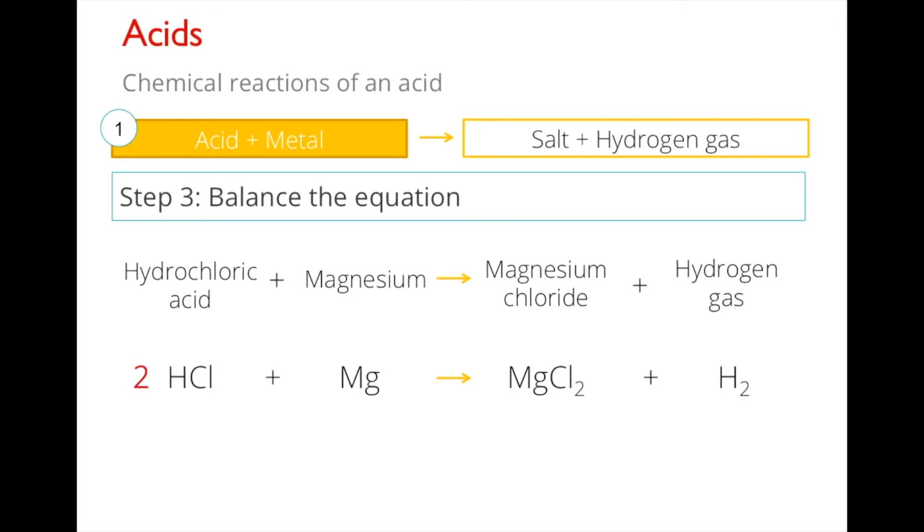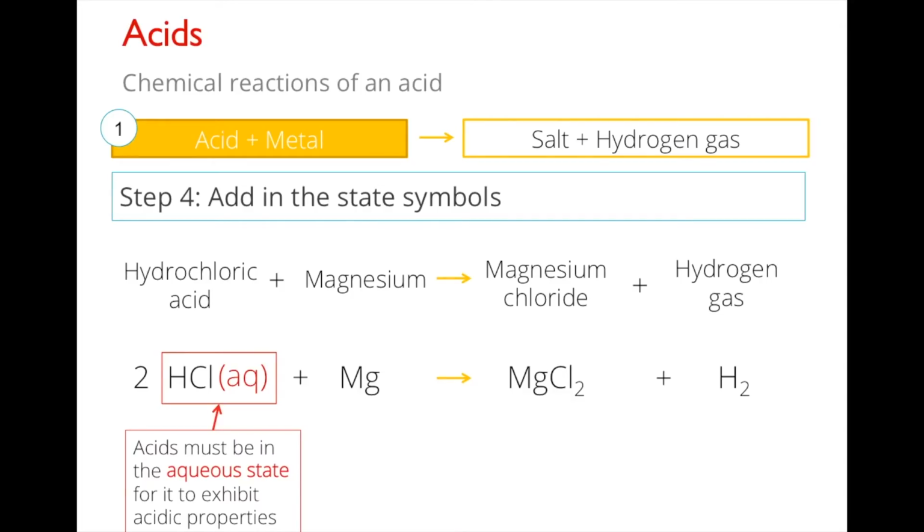Is it balanced now? Okay, yes. So now we add in state symbols. So what are state symbols? State symbols tell us what state the compound is in when it is reacting. For all acids, it must be in the aqueous state, as shown from the previous demonstration. If acids are not dissolved in water, they do not exhibit acidic properties.